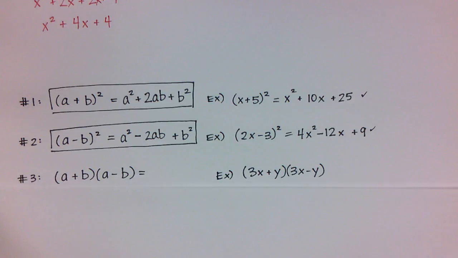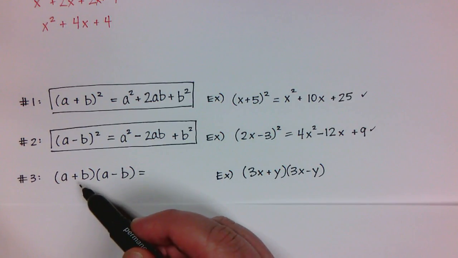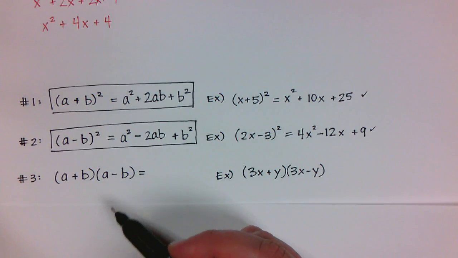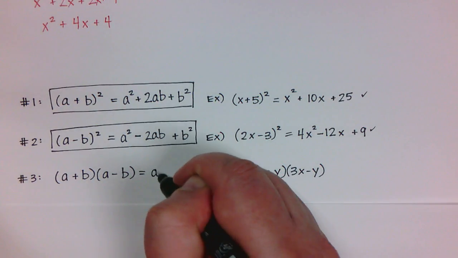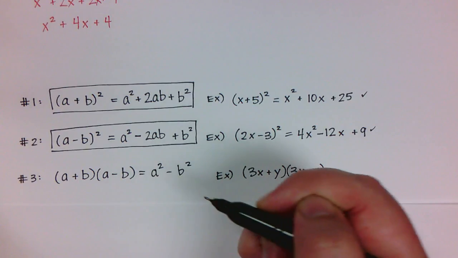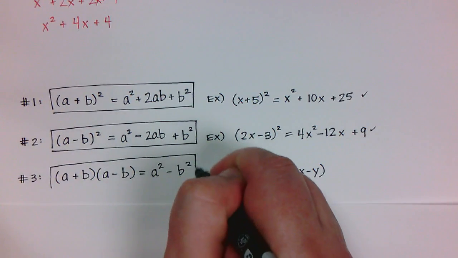All right, one more rule. Sometimes you might have what looks like it's almost the same, a plus b, but then I have a minus b when I'm going to multiply it. This one is awesome. All that it is is the first term, squaring it, and subtracting the last term and squaring that. And that completes rule number 3.